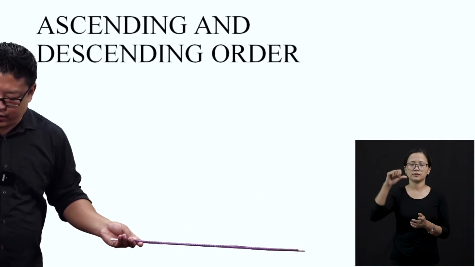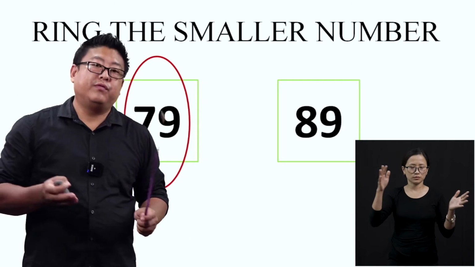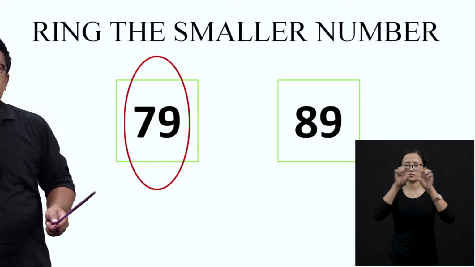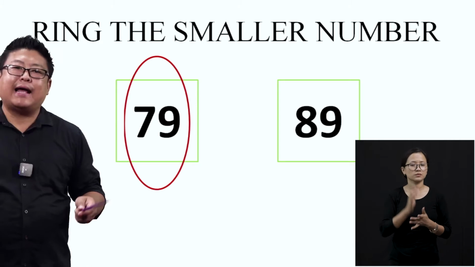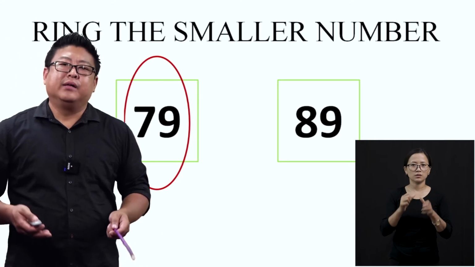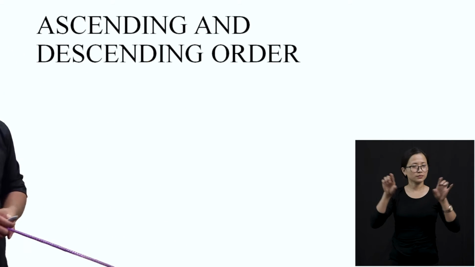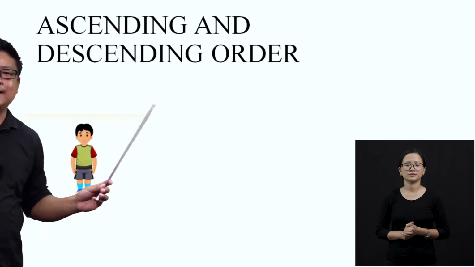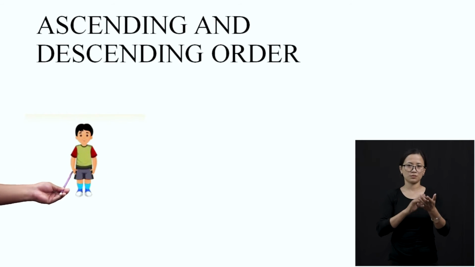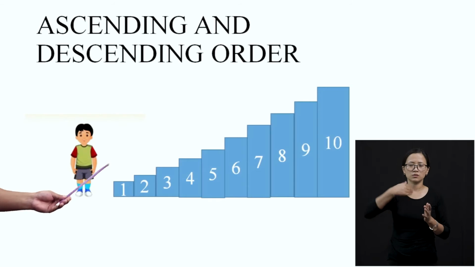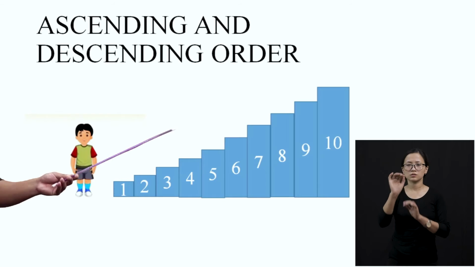All right. Now, once we understand the concept of smaller and bigger, we will move on to a new topic where we will learn about ascending and descending. Now, to understand the meaning of the words ascending and descending, we will look at the following illustration. Let's say we have a boy Tom who is simply going to walk past these steps. Okay, he's going to climb up.